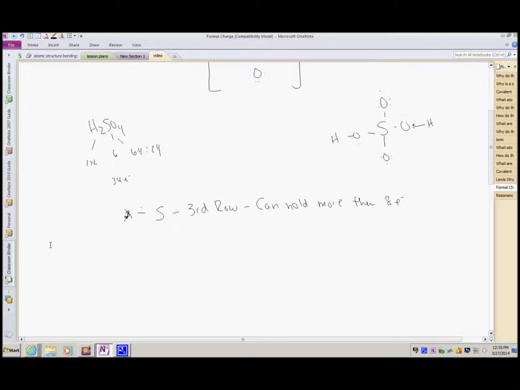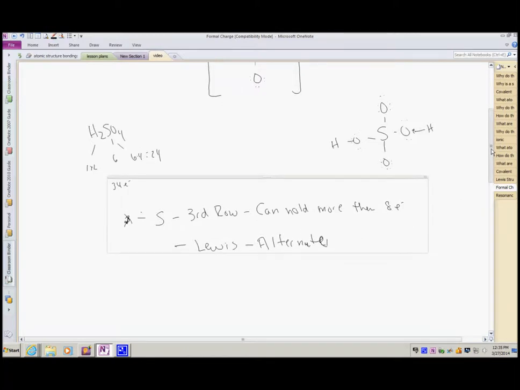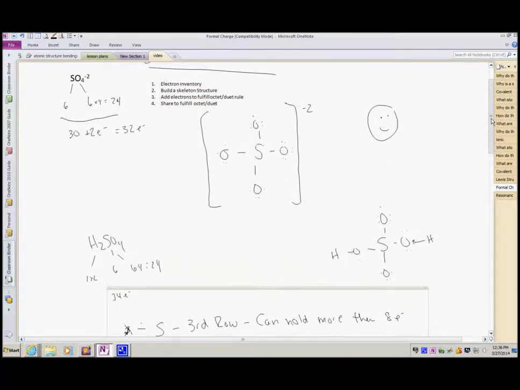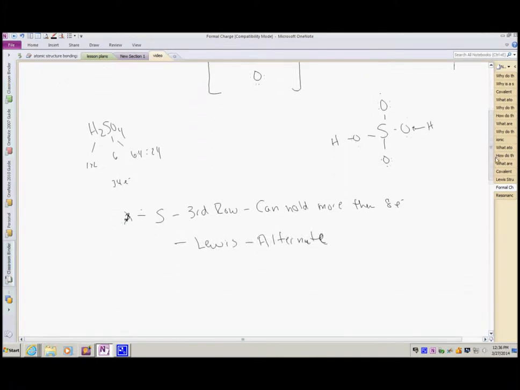So one, sulfur's in the third row, so it has more options. And again, the other is that there might be an alternate Lewis structure that might also work. Okay, so which one do we choose? That's really what we're going to use formal charge for. Formal charge is a mathematical description. It's man-made. Now I'll clarify, this is a man-made mathematical relationship. So with that said, it's used to help describe what's going on.